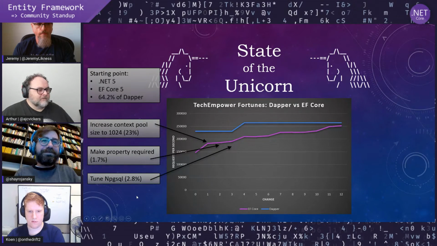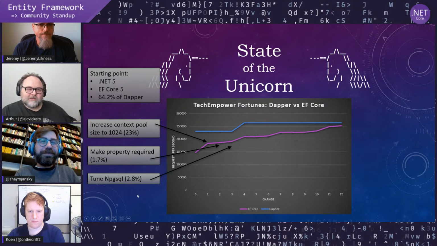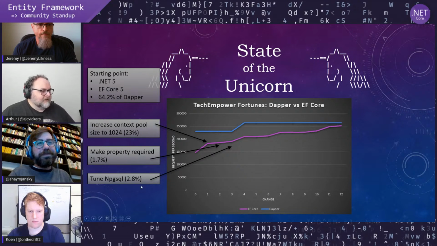And then Shai did some tuning of Npgsql. It's pretty complicated, multiplexing and connection pool size stuff. I mean, not complicated changes, but it's interesting to see the interactions between these parameters. Like I say, Shai's going to write a blog post, so he'll cover some of this stuff, right?